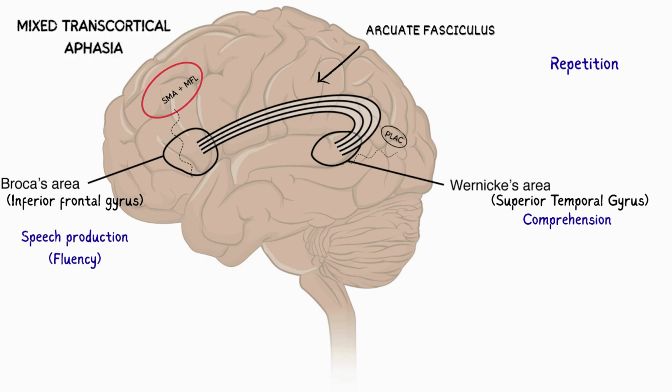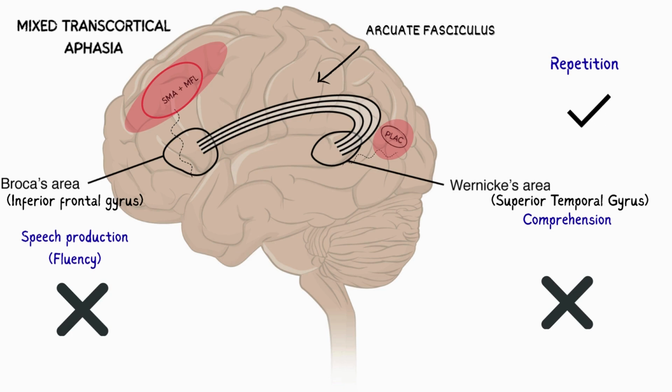In mixed transcortical aphasia, both the areas surrounding Broca's area and Wernicke's area are damaged. This particularly happens if there is a lesion in the watershed zones that cut off these association areas from the core language network, that is, Broca's or Wernicke's areas. In this condition, fluency is impaired because Broca's area is deprived of its associated area. Comprehension is also impaired because Wernicke's area is deprived of its association areas, but repetition is intact since the Wernicke's-arcuate fasciculus-Broca's axis itself is spared.